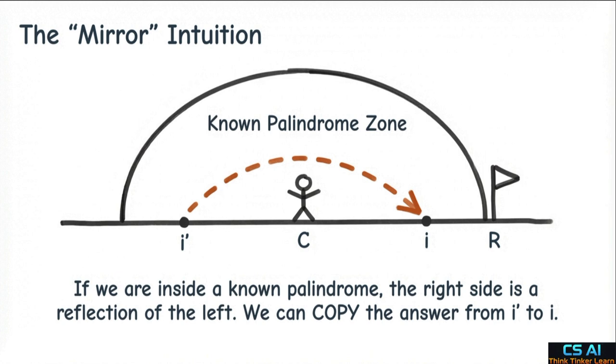Because palindromes are perfectly symmetrical, the string around i should be a reflection of the string around i'. If we already know the palindrome radius at i' is 3, then the radius at i is very likely also 3. We don't have to rescan those characters. We can simply copy the answer from the mirror and move on. This is the secret to moving from quadratic time to linear time.